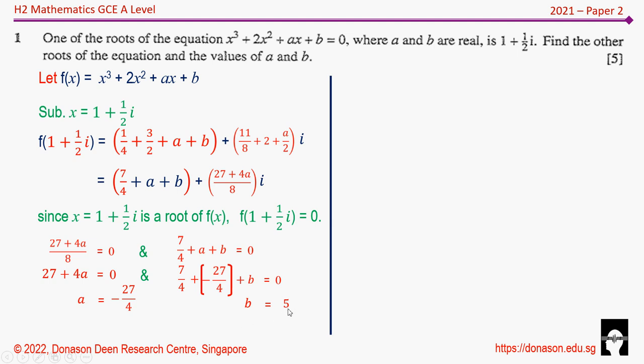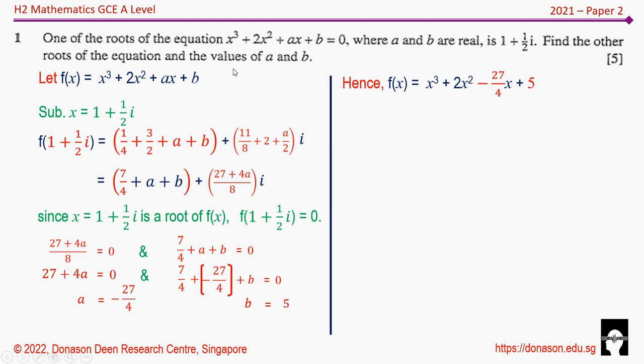Since we already found the values of a and b, now we can write down the function of x with the known values of a and b. So therefore your function of x is equal to x cubed plus 2x squared plus the value of a, which is minus 27 over 4. So we can write it here. Then we have the plus 5, which is the value of b. So that is your function of x.